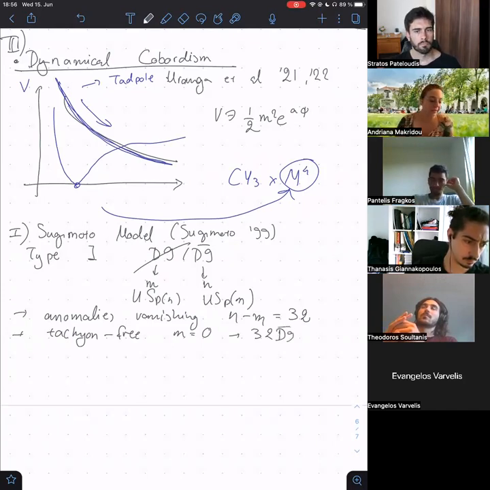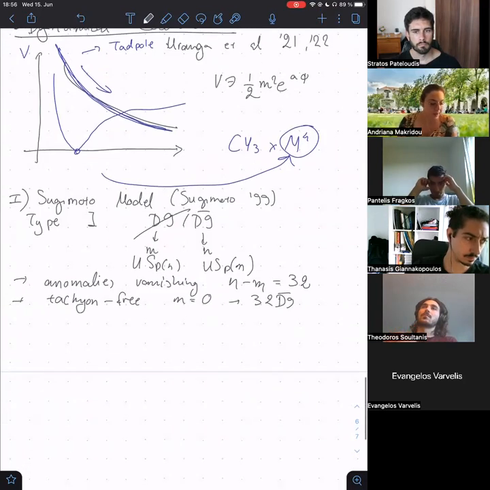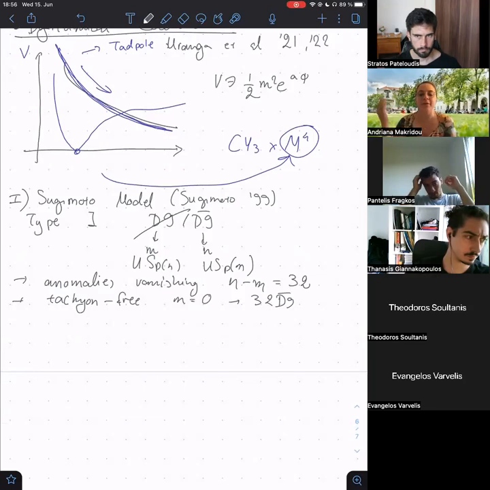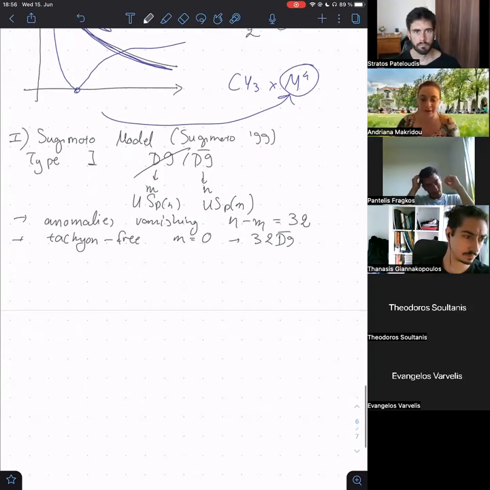And then you need to cancel their charges, so you need to include some kind of Orion default. But now this is not the usual Orion default of type 1, and this is what is causing, let's say, the problem. This Orion default needs to now have positive charge and positive tension. And since these are negatively charged, then you need to cancel the whole charge on your theory.